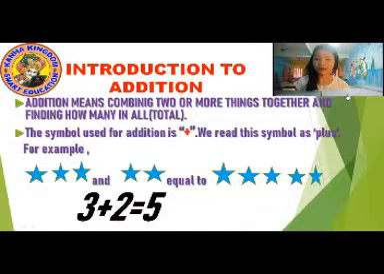For example, while combining 3 stars with 2 stars, we get 5 stars in all. That means when 2 and 3 are combined or added, it is equal to 5. 5 is called the sum or total of 2 and 3.